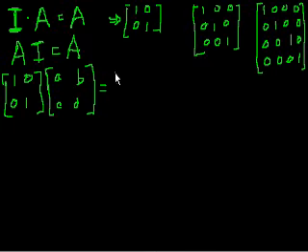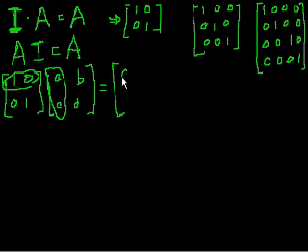So what does that equal? We're going to multiply this row times this column. 1 times A plus 0 times C is A. Then that row times this column: 1 times B plus 0 times D, that's B. Then this row times this column: 0 times A plus 1 times C is C. And then finally this row times this column: 0 times B plus 1 times D, well, that's just D.